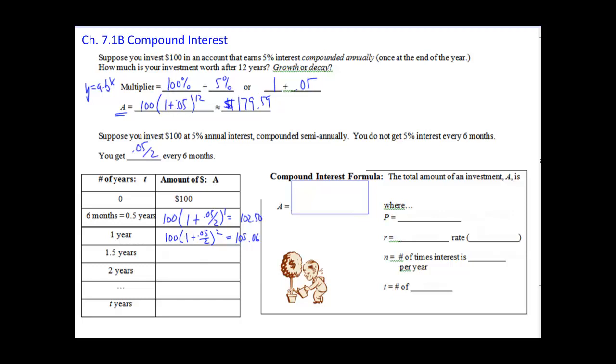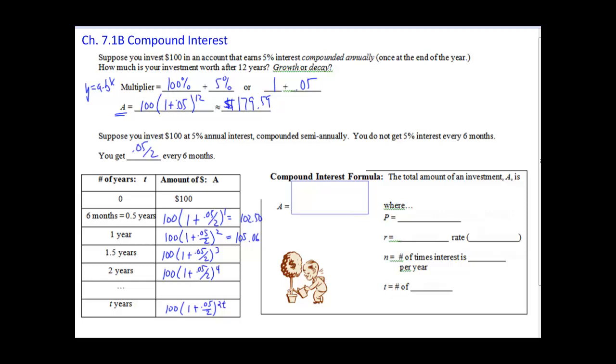If we look at 1.5 years, how many times is our interest going to be applied? 1.5 years is now 3 times: 1 plus 0.05 divided by 2 raised to the third. If we go 2 years, now it's raised to the fourth. If it's t years, how are we going to get that? 1 year, we went to 2. 1.5, we went to 3. 2 years, we went to 4. What's happening? We are multiplying by 2. So it's 100 times 1 plus 0.05 divided by 2 raised to the 2t.